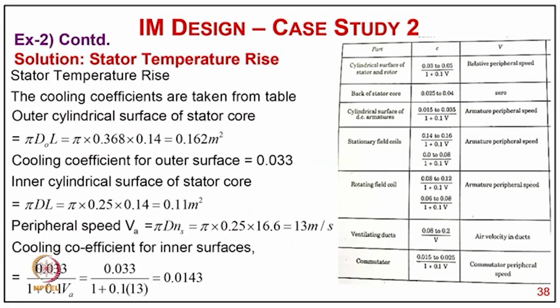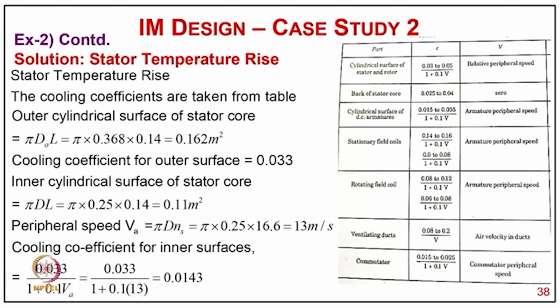Now coming to stator temperature rise. Temperature calculation, we have to calculate the losses by total surface area, the proper cooling coefficient as given in the table for different parts, and cooling effect, how it is considered with the peripheral speed. You see the cooling coefficient C in the middle column of this table. So now cooling coefficients are taken from the table.